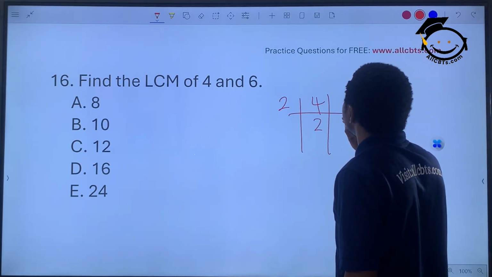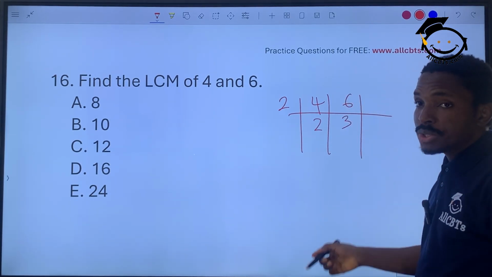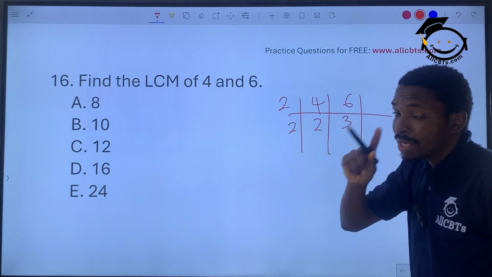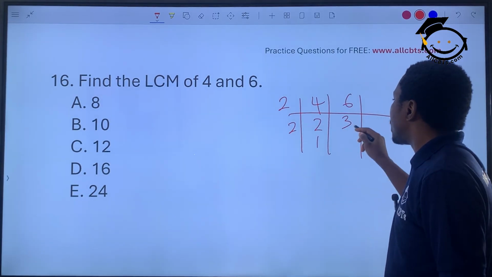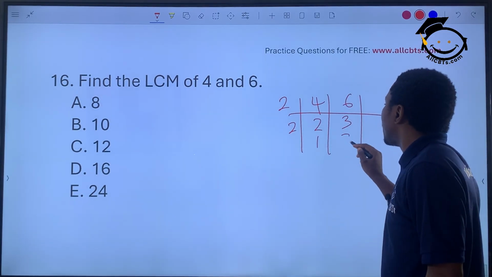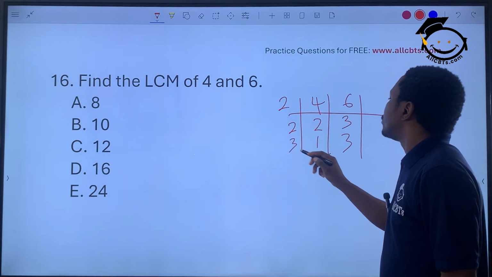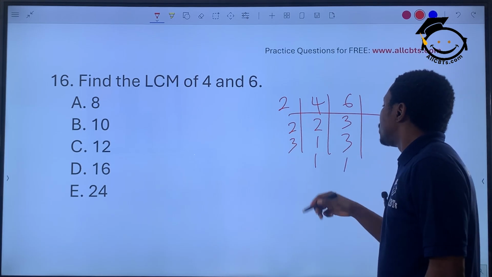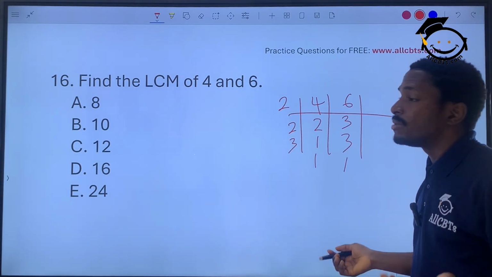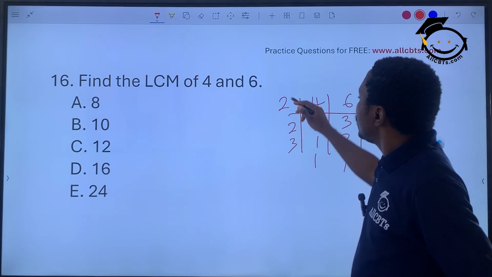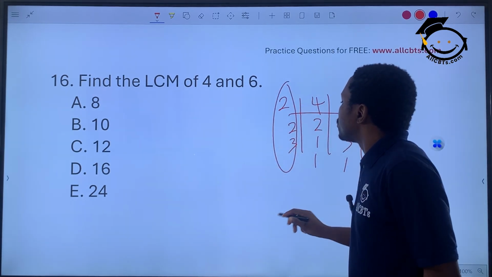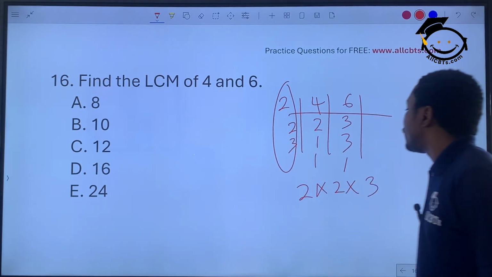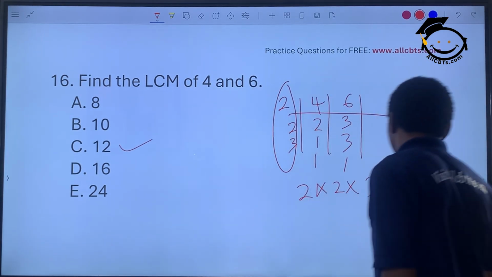2 in 6, 3. Can 2 still go? Yes, 2 can go here, or cannot go here. So we still use it because it can go at least once. So 1, 2 can't go here. So bring it back down. 3 can go in 3. Okay, so bring our 1 down. 3 in 3, 1. So we have 1, 1, nothing else to divide. So now this is our LCM here. So what's our LCM? 2 times 2 times 3. So 2 times 2, 4. 4 times 3, 12.